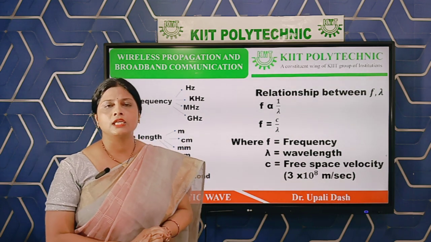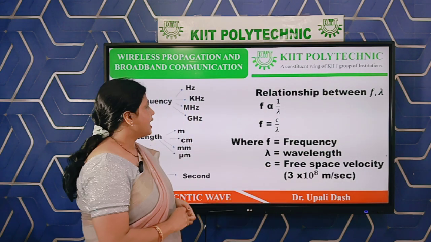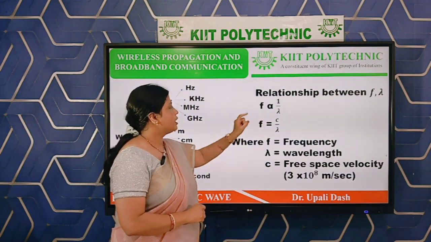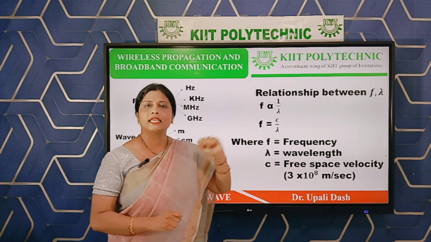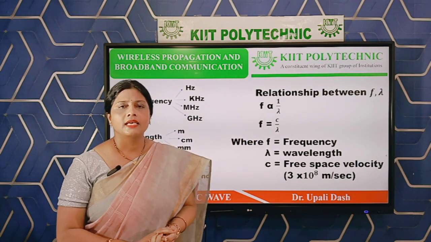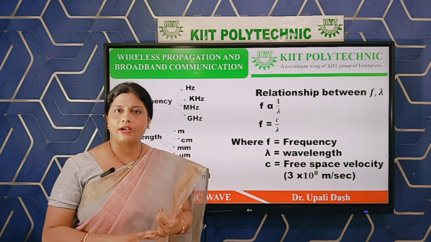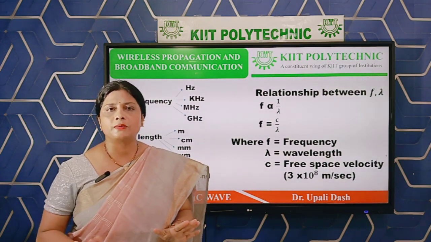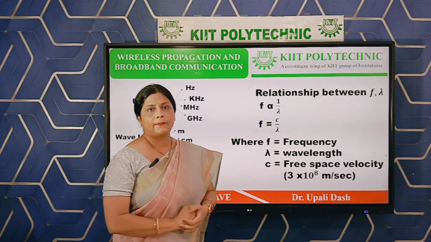To equalize it, we need to put a proportionality constant. There, I have used the c. So if I remove this proportionality sign, it becomes f is equal to c by lambda. So what is c then? C is a very well-known parameter to all of you. Whoever has read about optics, about any form of signal, knows that c is free space velocity.